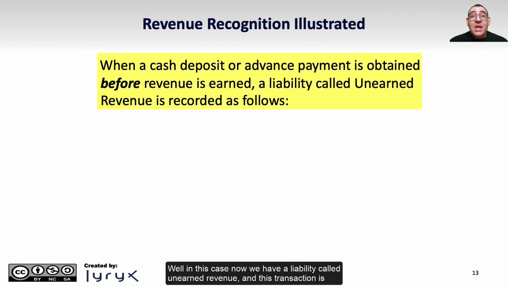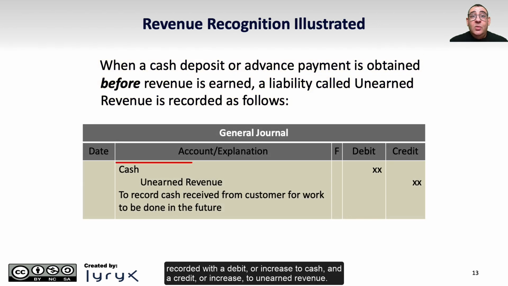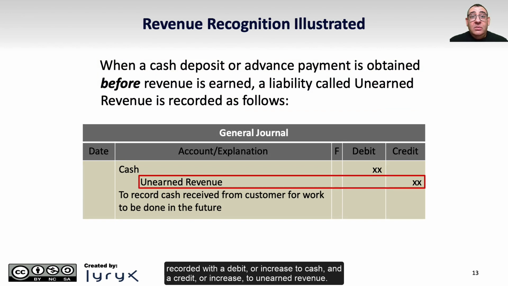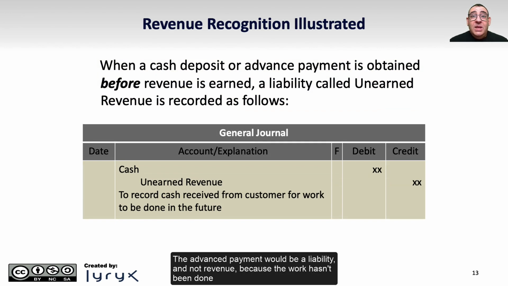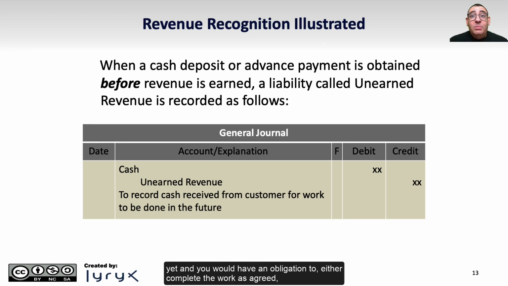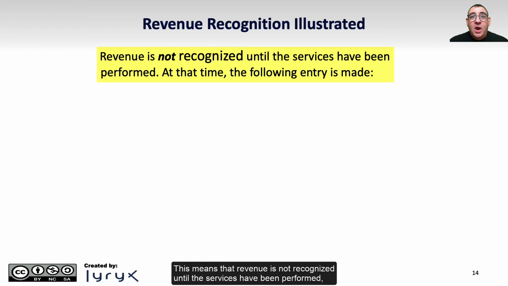Well, in this case, now we have a liability called unearned revenue, and this transaction is recorded with a debit or increase to cash and a credit or increase to unearned revenue. The advance payment would be a liability and not revenue because the work hasn't been done yet, and you would have an obligation to either complete the work as agreed or refund the advance payment back to the customer. This means that revenue is not recognized until the services have been performed.